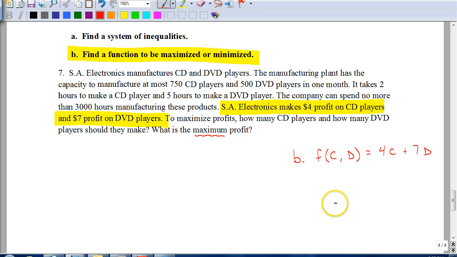Now this one's a little different from the previous ones we've looked at. Usually a table is there to help us if we have a lot of information that we're trying to organize. In this one, there's really not that much information we're organizing. It says a manufacturing plant has a capacity to manufacture at most 750 CD players. And that's really all it's referring to as far as manufacturing. The most they can do is 750 CD players. So I'm going to say that C has to be less than or equal to 750, and D has to be less than or equal to 500.